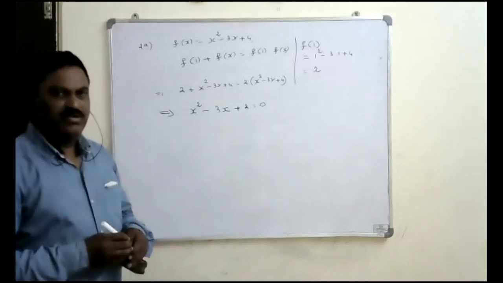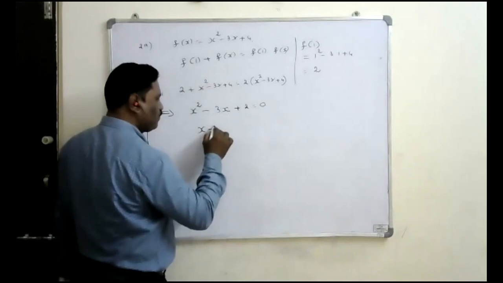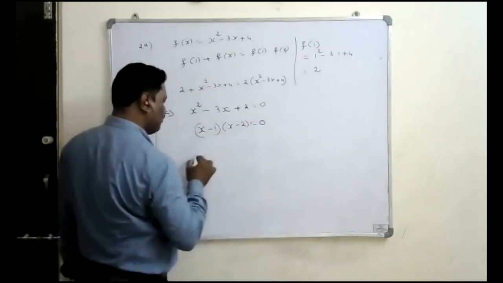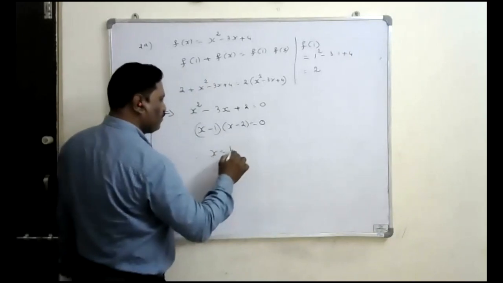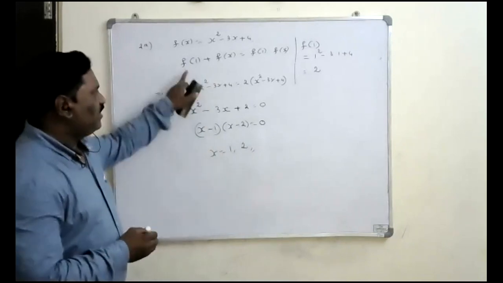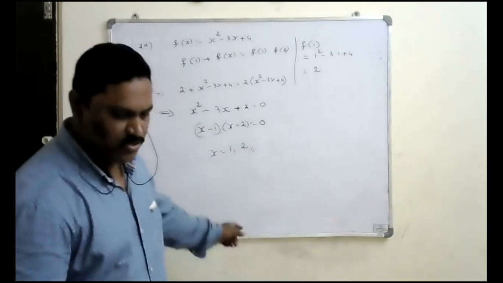This is the equation. What are the factors of it? x minus 1 and x minus 2 is equal to 0. Therefore, what are the values of x? 1 or 2. But x equal to 1 has already been given here, no? That's why we will take x equal to 2 now. Yes, x equal to 2 we will take.